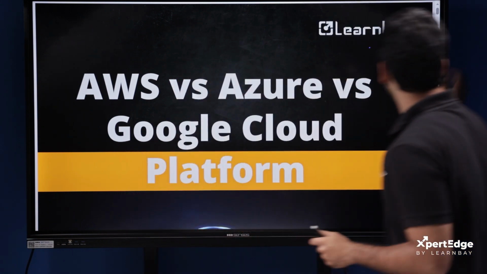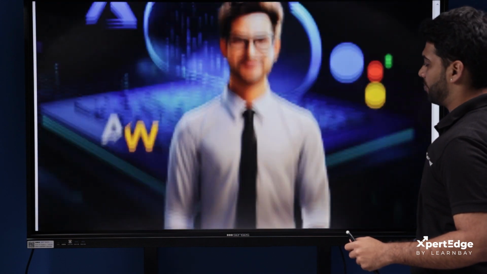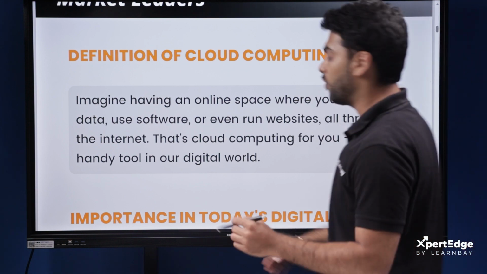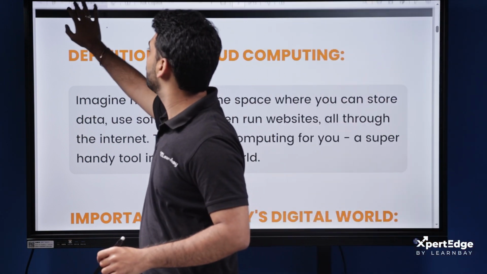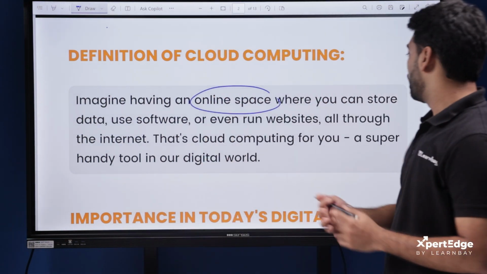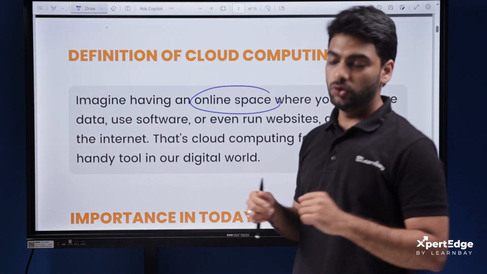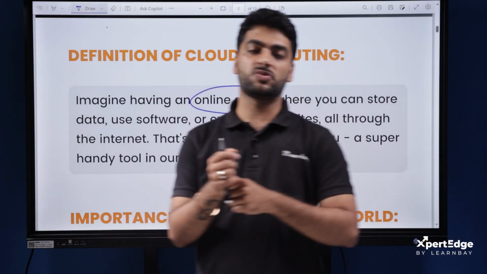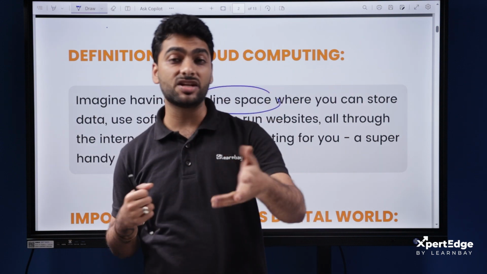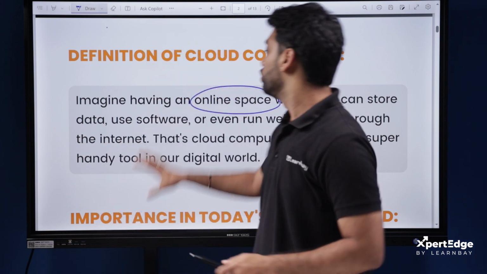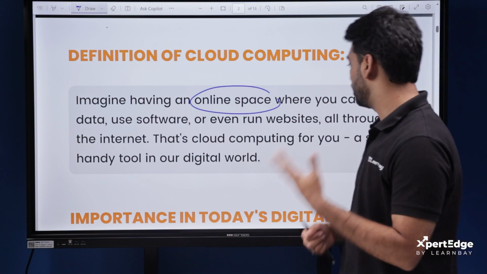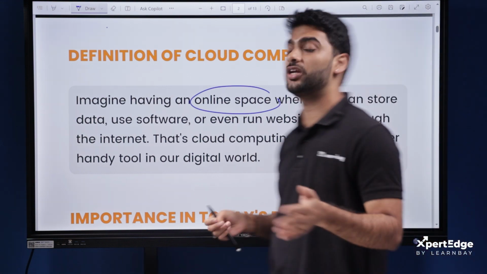Let us begin. So we begin with Amazon Web Services, that is AWS. Before that, we will understand the definition of cloud computing. We have already understood that cloud computing is like an online space where you can store data and deliver computing services, whether it is software, servers, databases, networking, intelligence, or analytics, right? So you can store data, use software, or even run websites, all through the internet. Basically that's cloud computing for you, a super handy tool in our digital world.